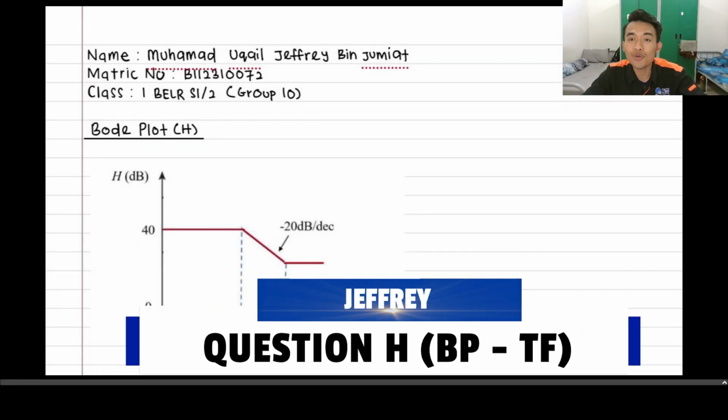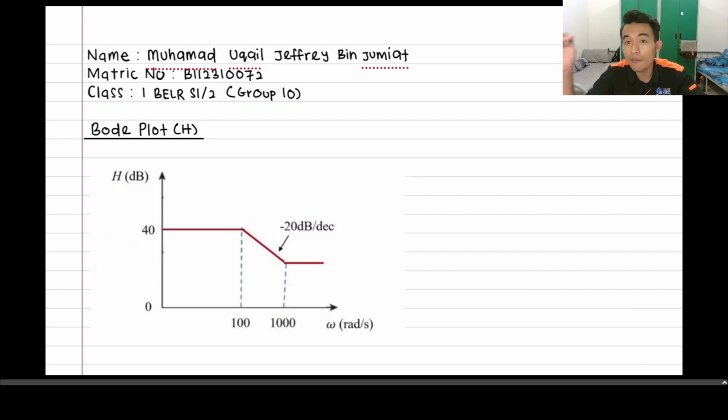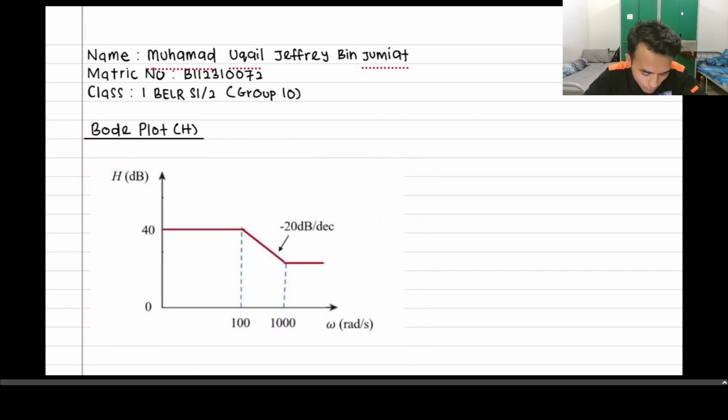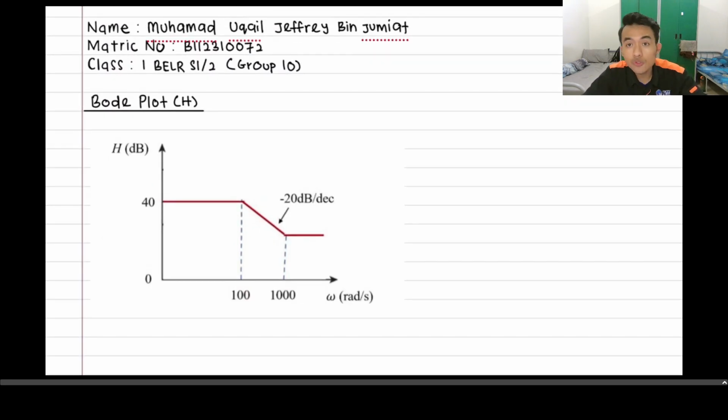Hi, this video will show you how to get a transfer function from a Bode plot. As you can see here, this is the resultant Bode plot for question H. The information that we get is that the start of this resulting Bode plot is 40 dB, and it has a decrement of negative 20 dB per decade, and the slope starts to change at omega 100 and omega 1000 radian per second.